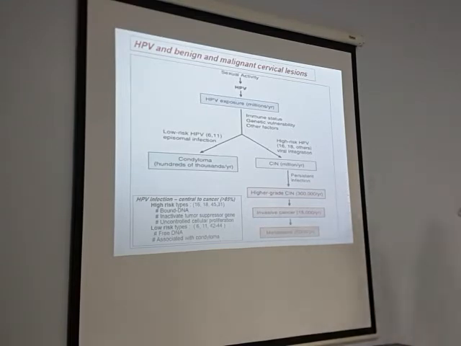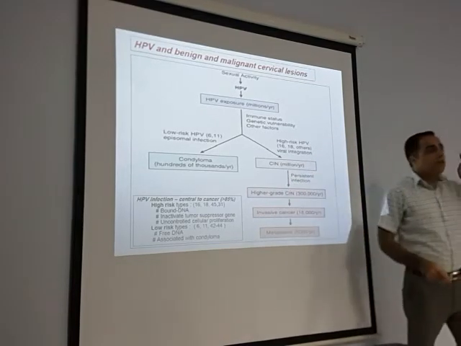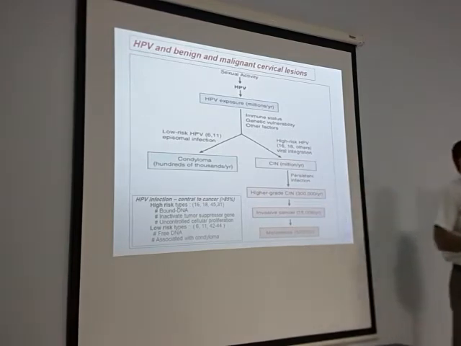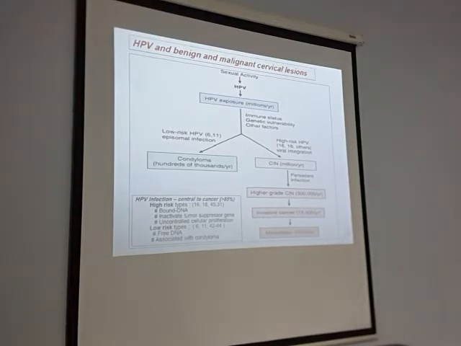So why does HPV low risk not cause cancer and why does high risk cause it? Any reasons? Why does low risk not cause it? The nature of the virus itself, how it is getting transmitted inside the cell.